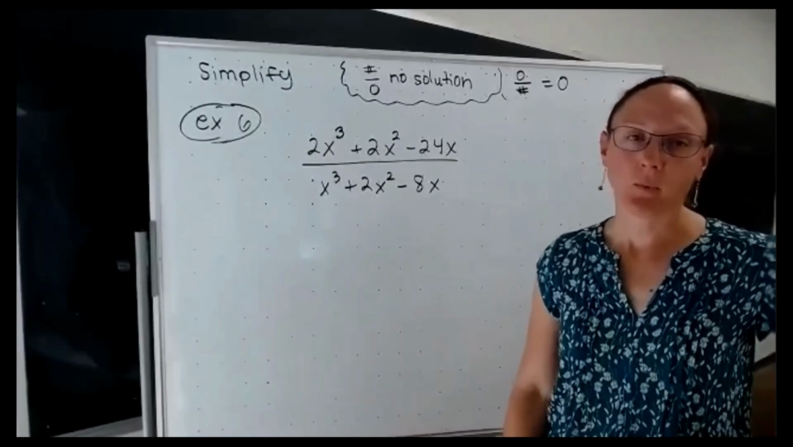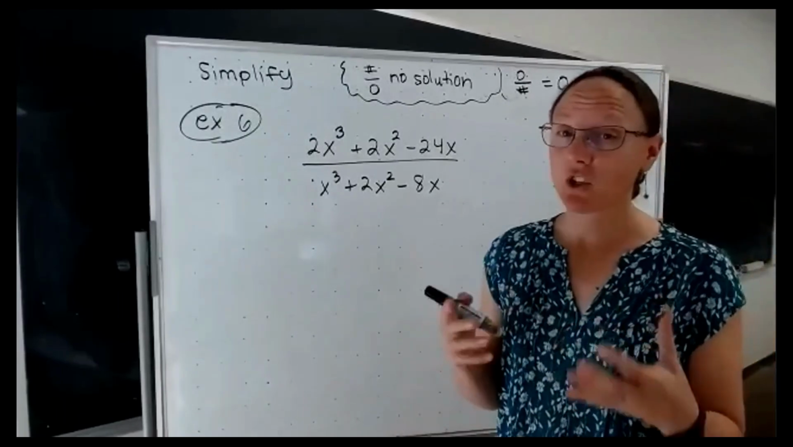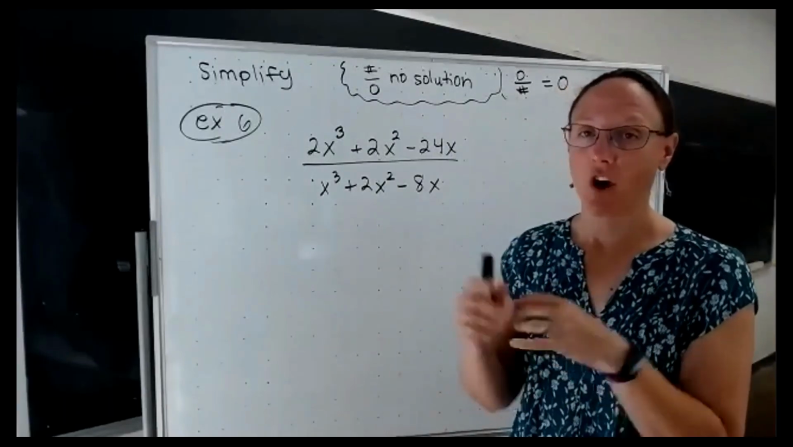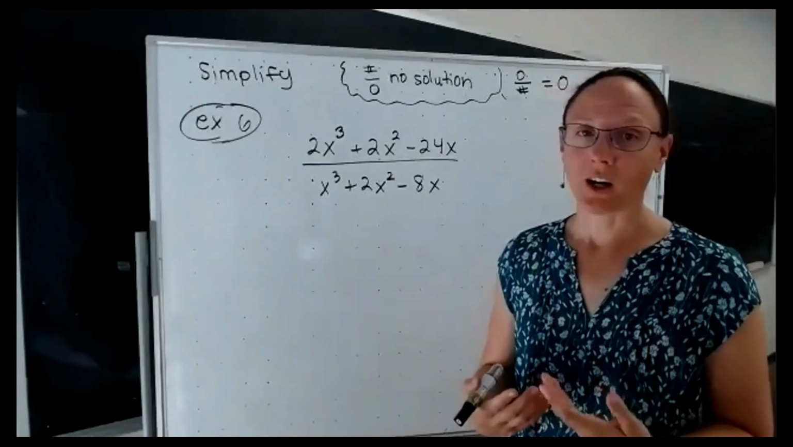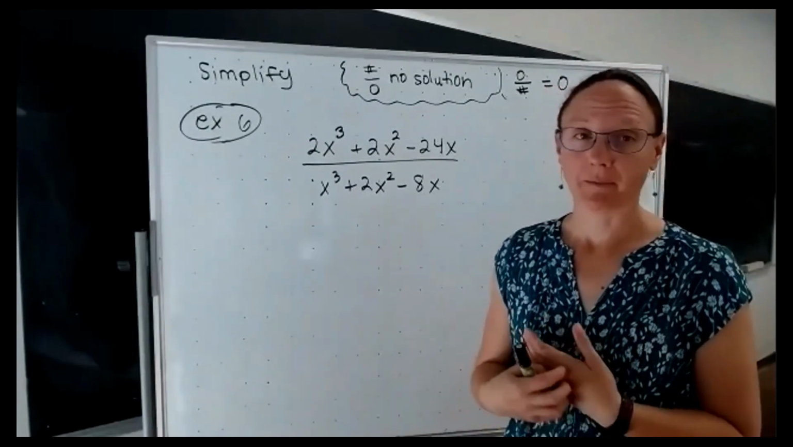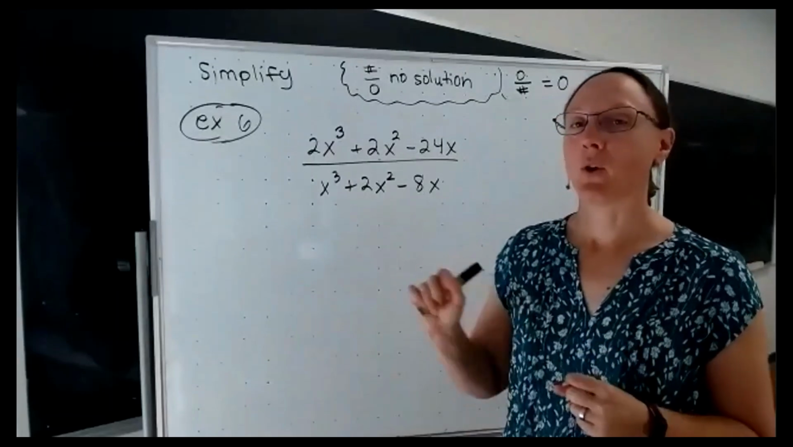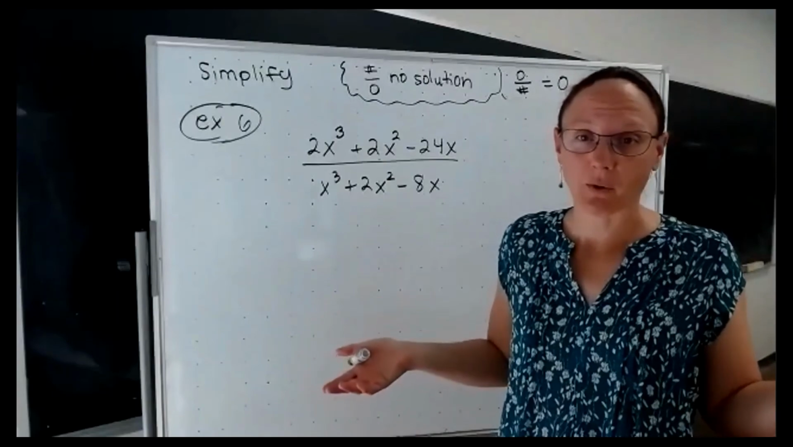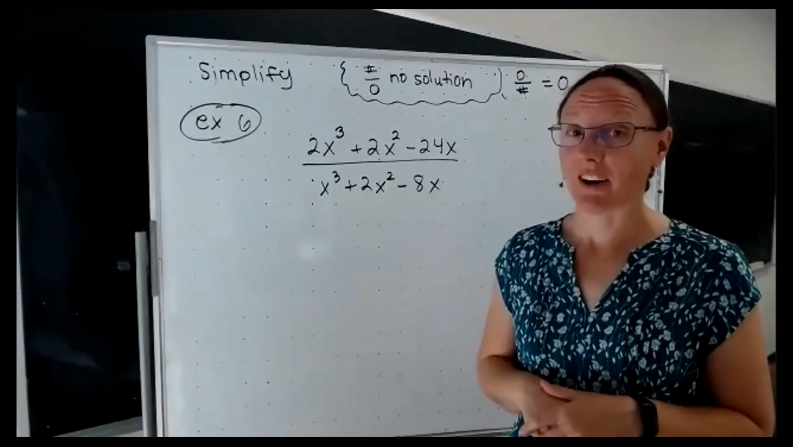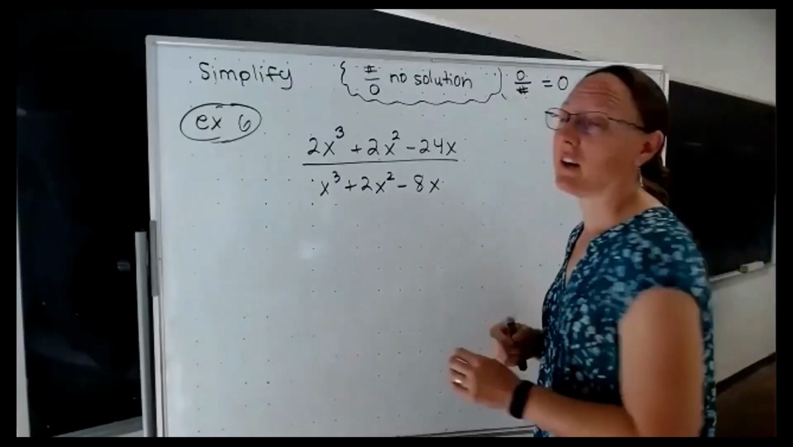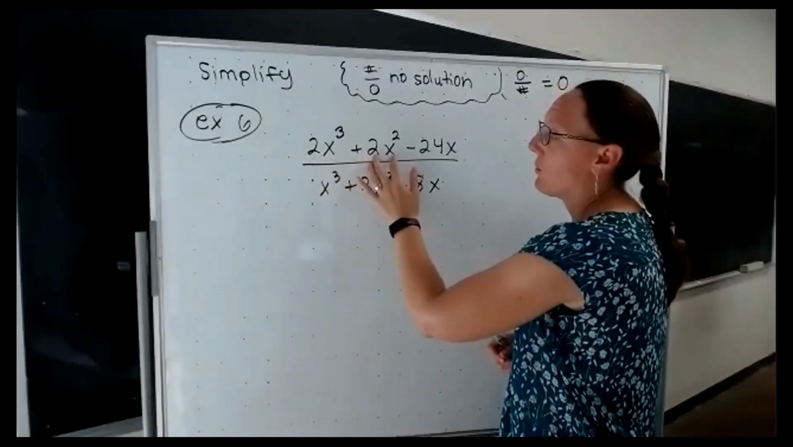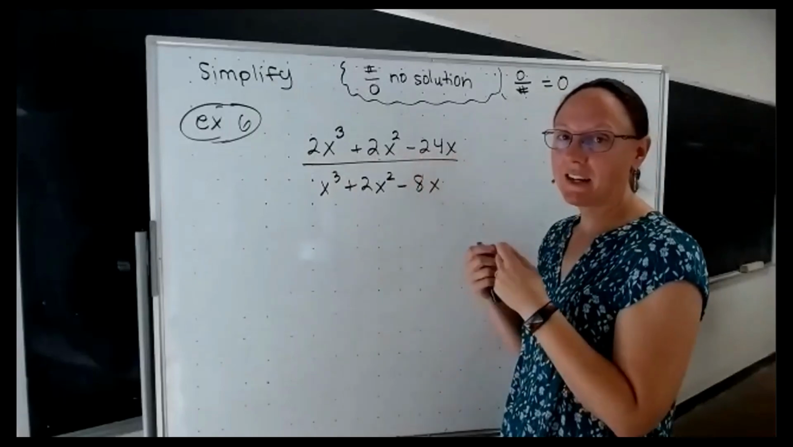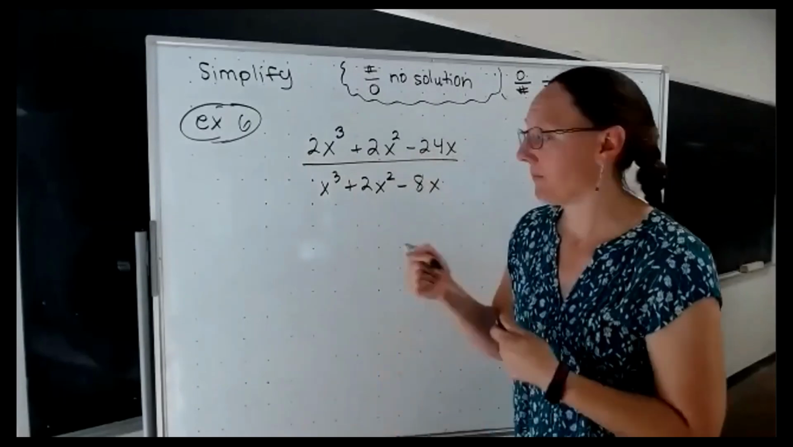In general, when we have cubics, we only have 2 choices for factoring. Either there's something that all the terms have in common that we can factor out, or we would need to be factoring by grouping. I'm going to start by pulling out whatever they might have in common. And then we might still have to go to factoring by grouping, but let's start by pulling out whatever they've got in common. Well, if I look at the numerator, I've got a 2x cubed, a 2x squared, and a negative 24x, which means each of the terms has a 2x that I can factor out.